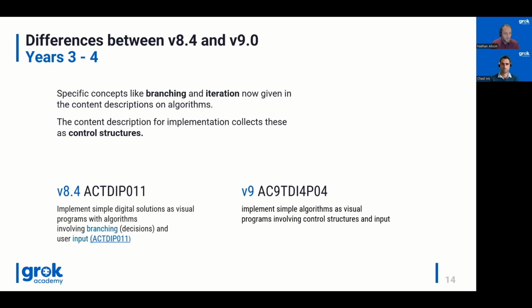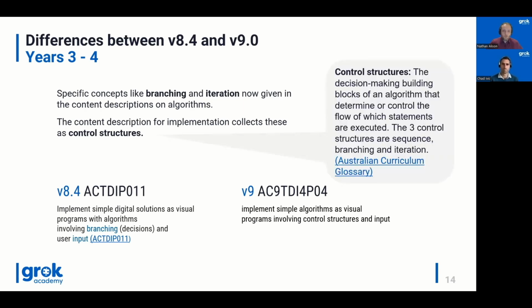So when you look at the version 8.4 content description on the left there, you can see that it does mention in blue branching and user input is there. On the right-hand side, we don't use the word branching. We just say control structures, and it's just input. Input may not always come from the user. It may come from sensors, for example. What's the temperature or what's the light level and things like that. So that's one of the changes that's occurred. And as we looked at in the algorithms part 1 session, there is another content descriptor now that collects the stuff about branching and iteration.